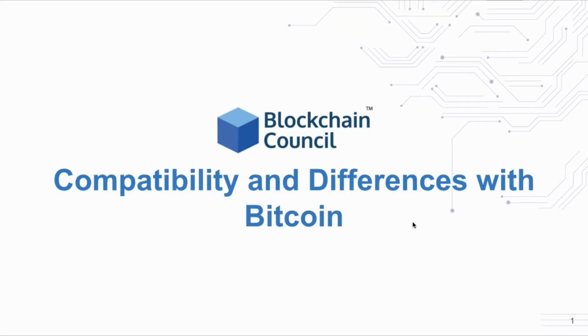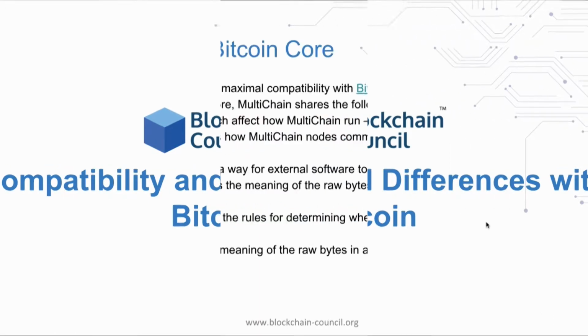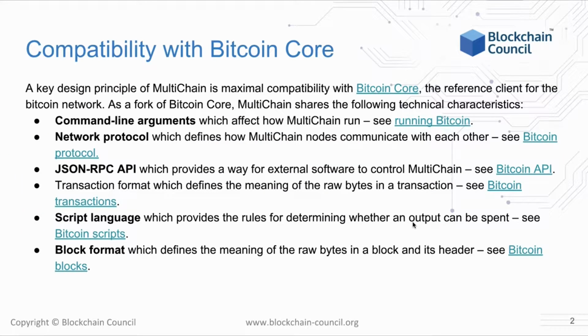Hello, everyone. In this lecture, we will understand the compatibility and differences between Bitcoin Core and MultiChain, along with the pros and cons of each technology. Now, as you know, a key design principle of MultiChain is maximal compatibility with Bitcoin Core, which is the reference client for the Bitcoin network. So as a branch of Bitcoin Core, MultiChain shares quite a few technical characteristics that we will discuss in detail.